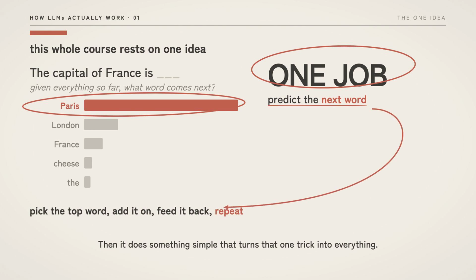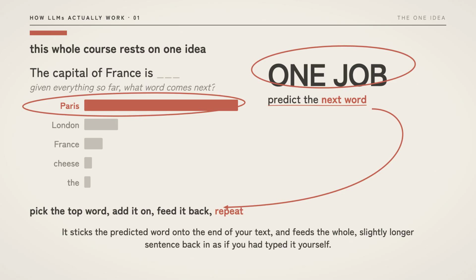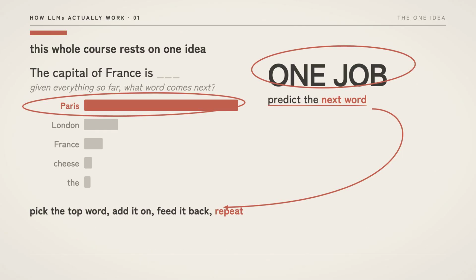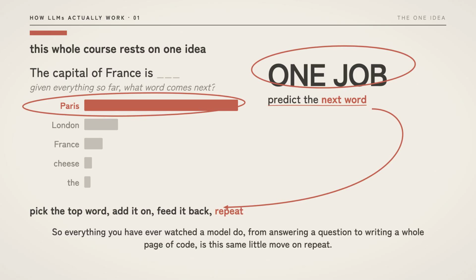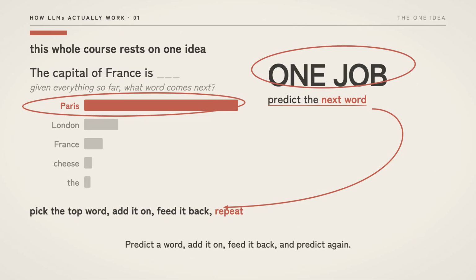Then it does something simple that turns that one trick into everything. It sticks the predicted word onto the end of your text and feeds the whole slightly longer sentence back in as if you had typed it yourself. Now it predicts the next word again, then again, one word at a time until it decides the answer is finished. So everything you have ever watched a model do, from answering a question to writing a whole page of code, is this same little move on repeat. Predict a word, add it on, feed it back, and predict again. That loop right there is the whole engine.